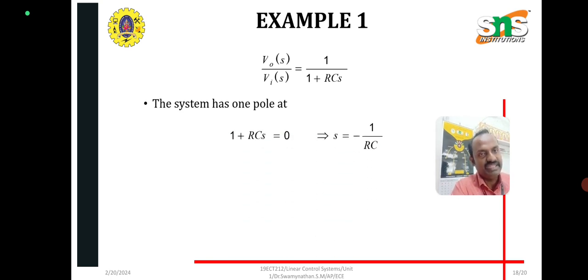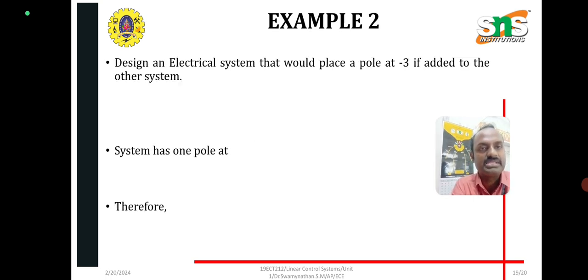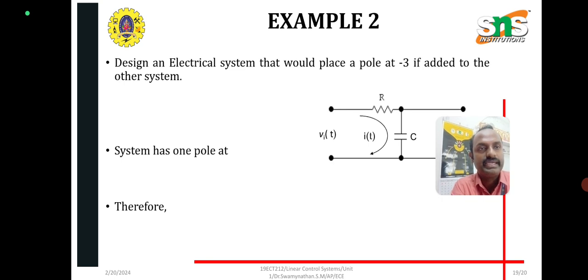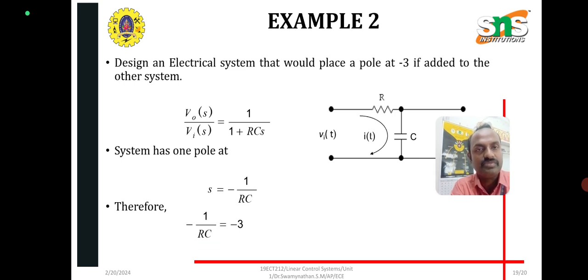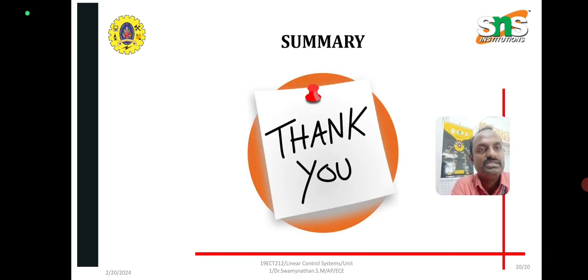1 plus RCs is equal to 0, so s is equal to minus 1 by RC. Again, in another example, the system pole is at s equal to minus 1 by RC, and minus 1 by RC is equal to minus 3. Then you can get the R and C values: R is equal to 1 megaohm, C is equal to 333 picofarad. This is another example. Thank you.